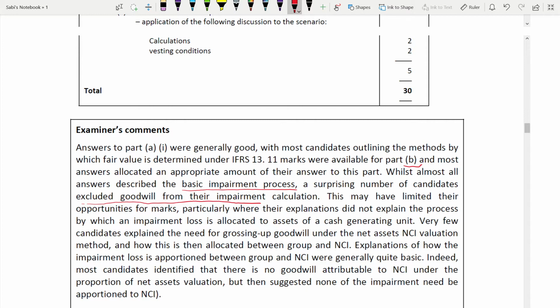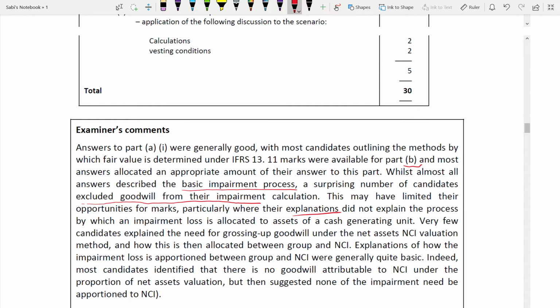So that means you are not prepared enough for the impairment part. Goodwill and impairment come together. Okay, because when impairment is there, you have to allocate against where? Goodwill. So for that, your goodwill has to be correct. So this may have limited their opportunities for marks. You see, this is how you're losing marks if you're not taking one thing into consideration, particularly where their explanations did not explain the process by which an impairment loss is allocated to assets of the cash generating unit. Okay, so your explanation itself did not explain how it will be allocated against what.